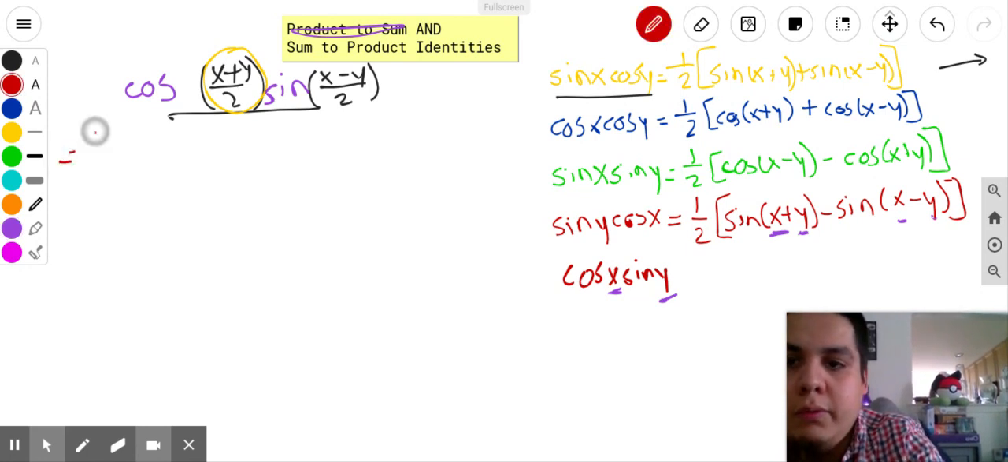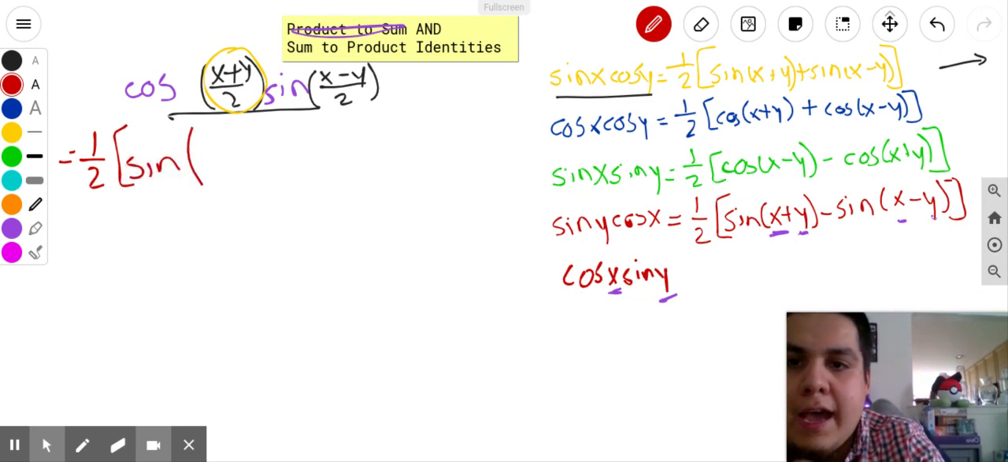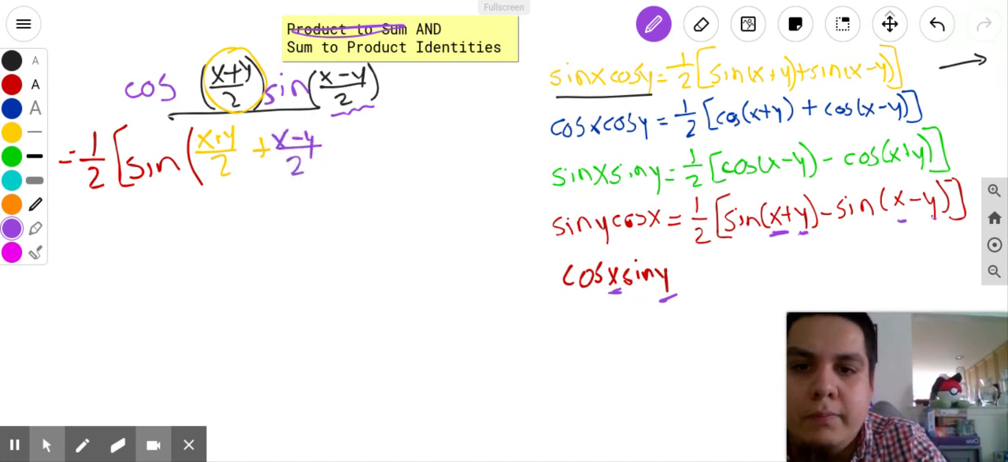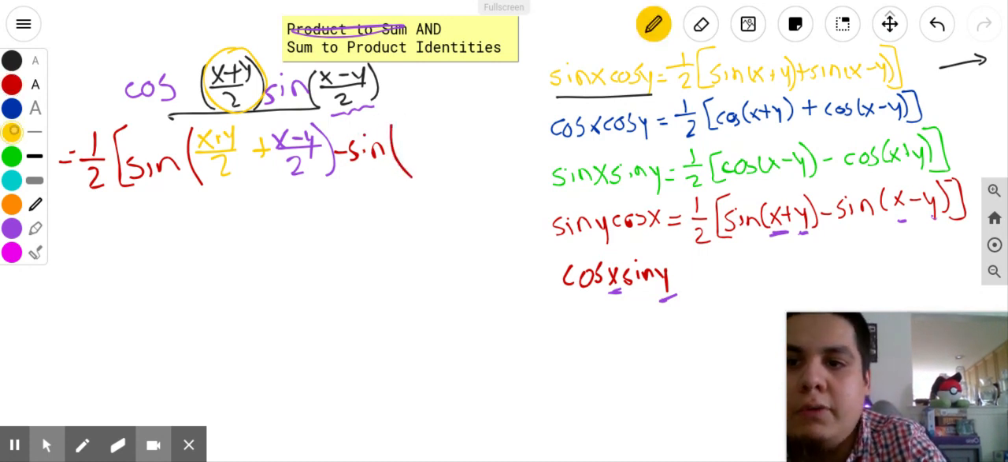this equal 1/2 sine of the x would be that x plus y divided by 2 plus, well, this over here is the y value, so to speak, that second angle, x minus y divided by 2, close it, minus sine of the first angle minus the second angle.